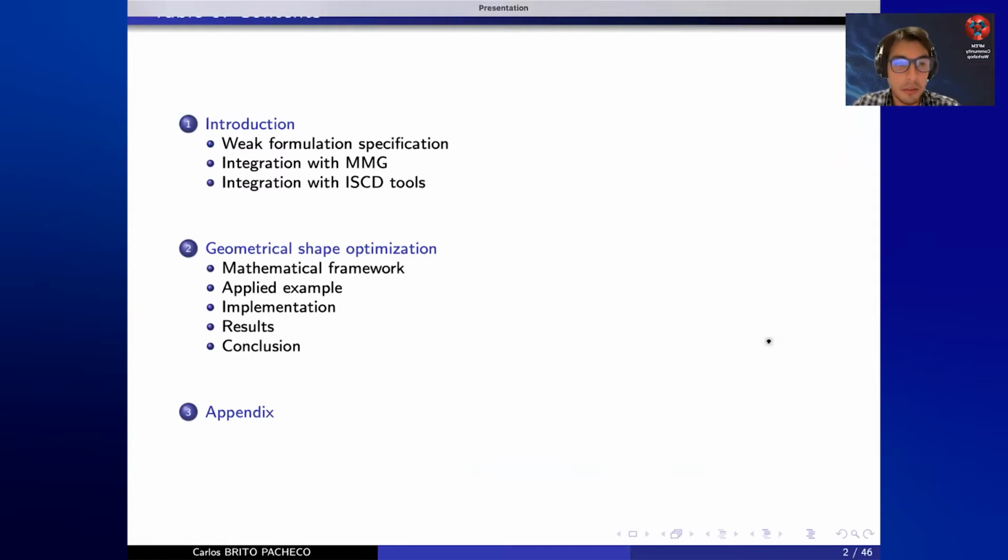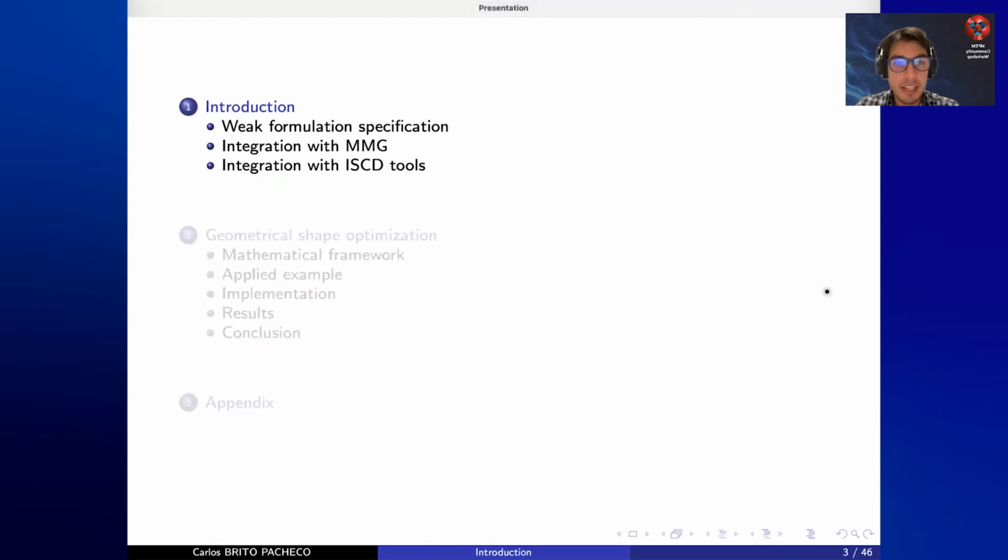The talk is divided into two parts. First, the introduction. I will talk about Rodin's main features that can serve in shape optimization. And in the second part, I will show a small numerical example and how you can implement it with Rodin.